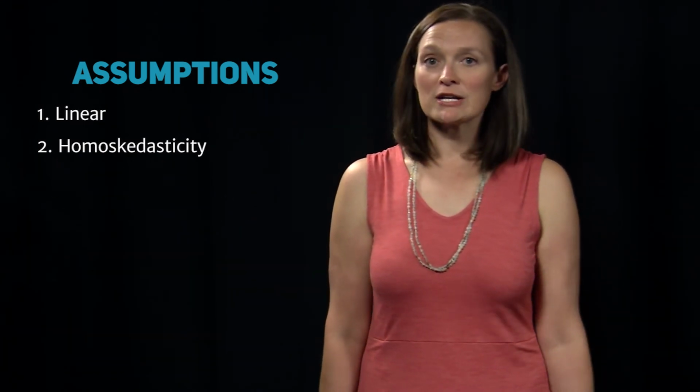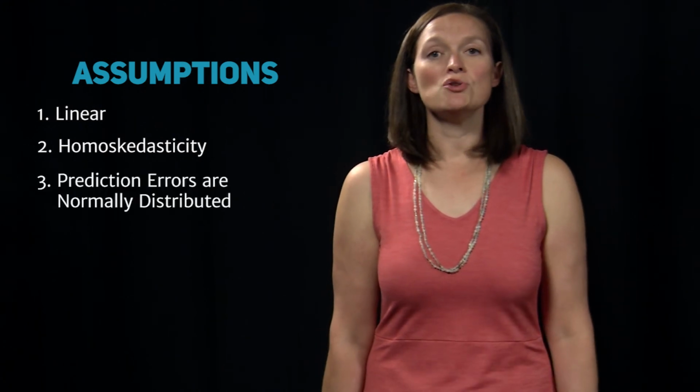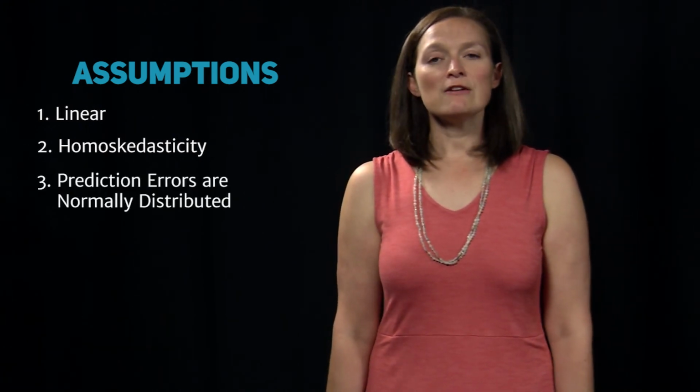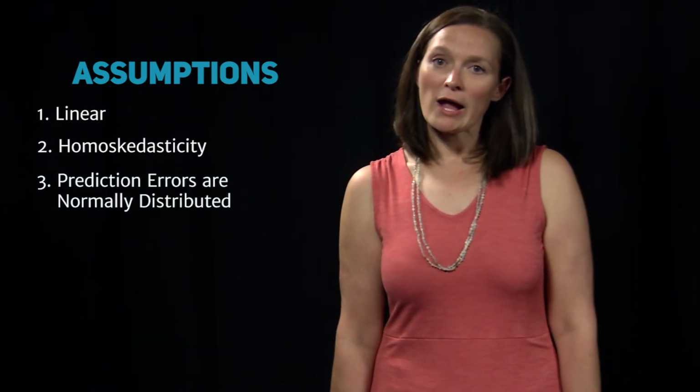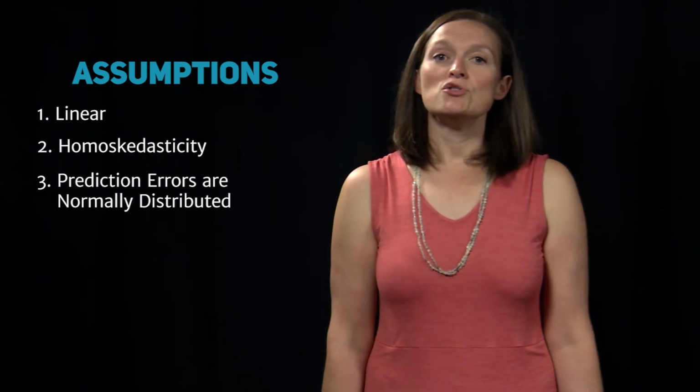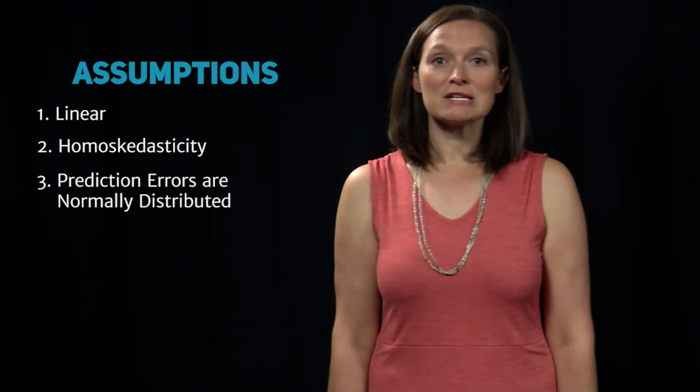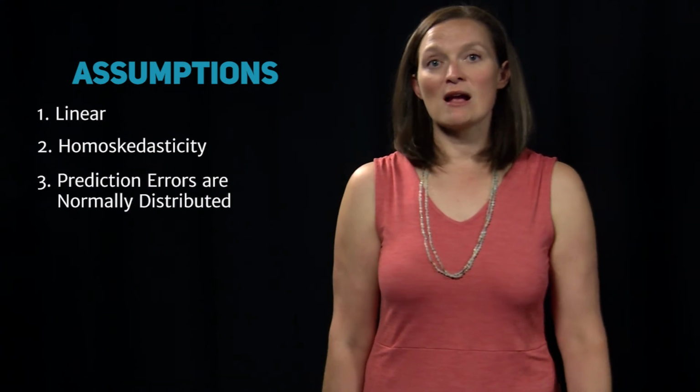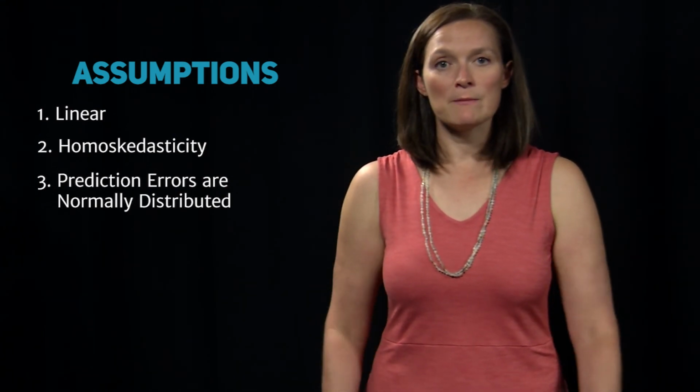Our final and third assumption is that the prediction errors should be normally distributed. If you made a frequency distribution of y minus y hat, that distribution should have a normal shape, with most of the scores around 0 and a few scores being kind of low and a few scores being kind of high, but balancing each other out.